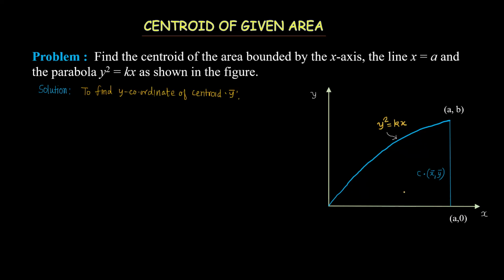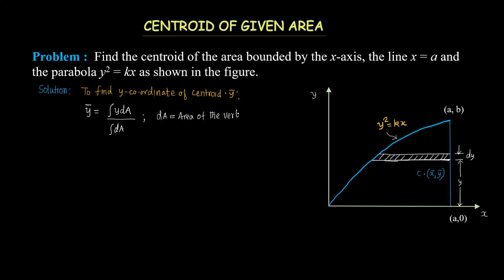Now to find the y coordinate of centroid, friends, I am going to take a horizontal strip like this. So let me take a horizontal strip here. This horizontal strip is at a distance y from the x-axis, and the thickness of the strip is very small, that is dy, like this. So the y coordinate of centroid is given by the straightforward integration of y dA divided by integration of dA. So dA is the area of the strip, and it is going to be this distance times the thickness.